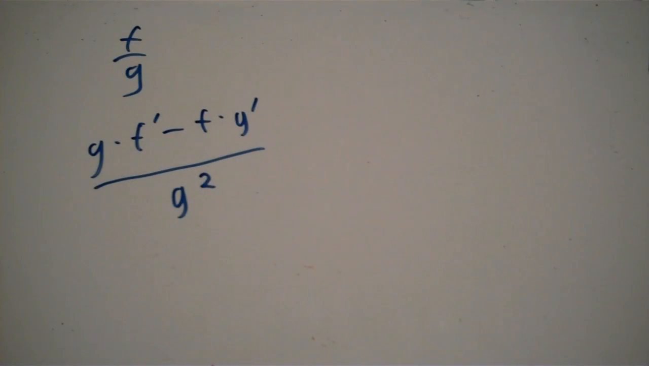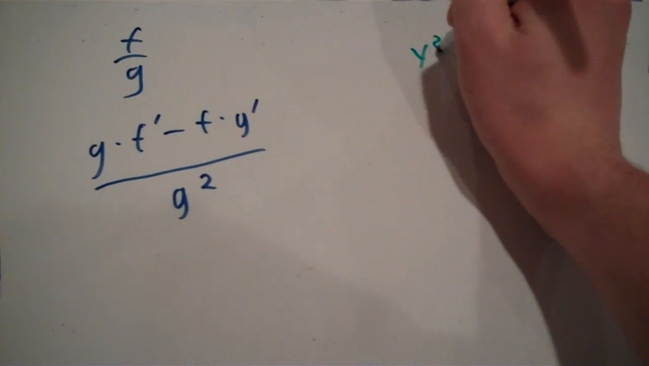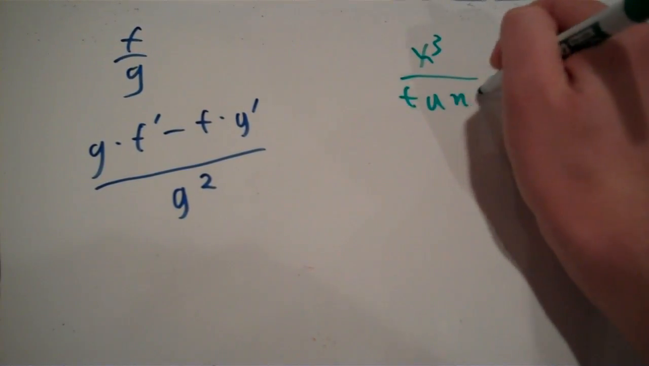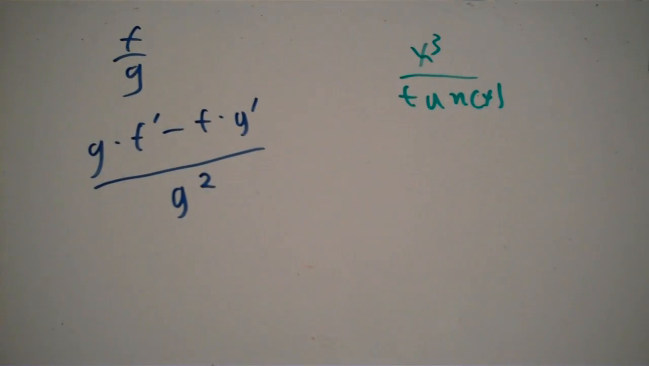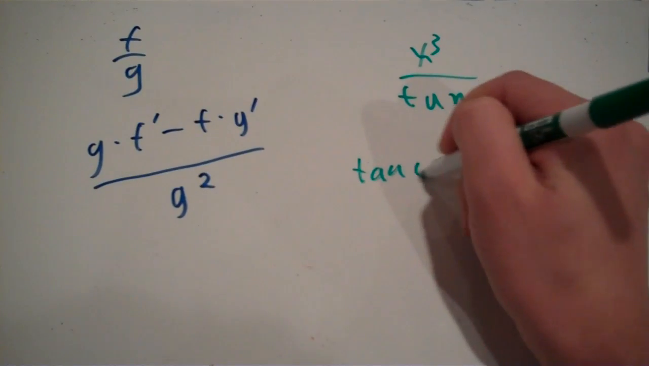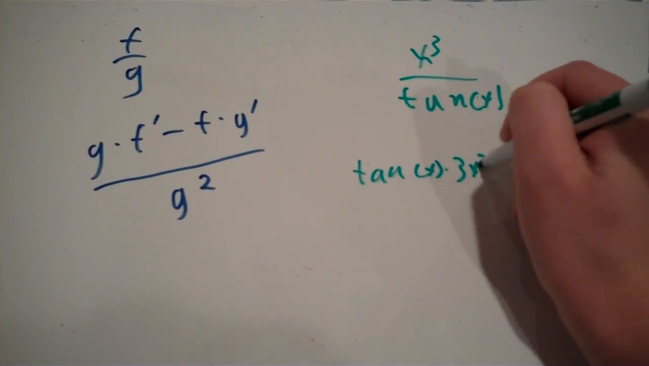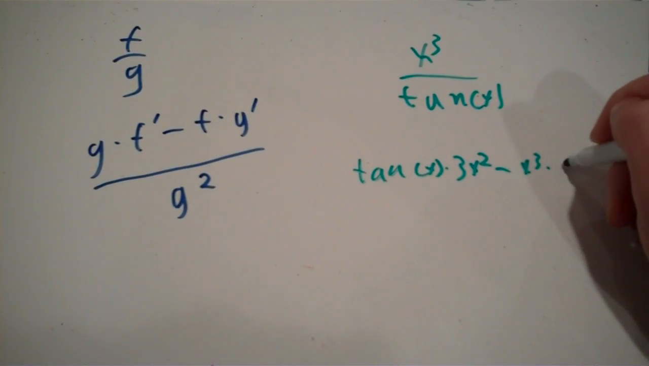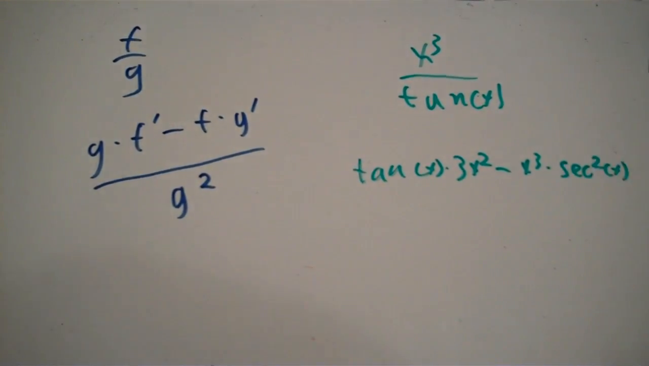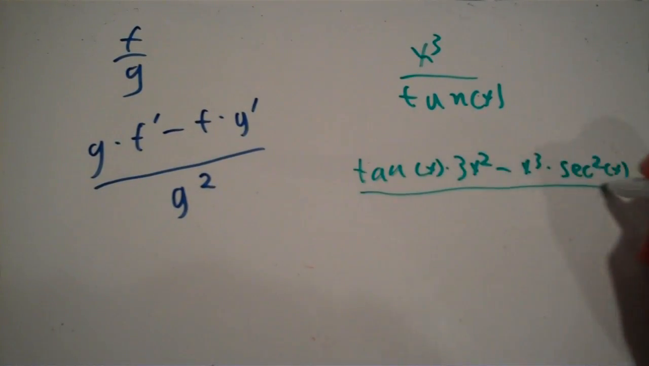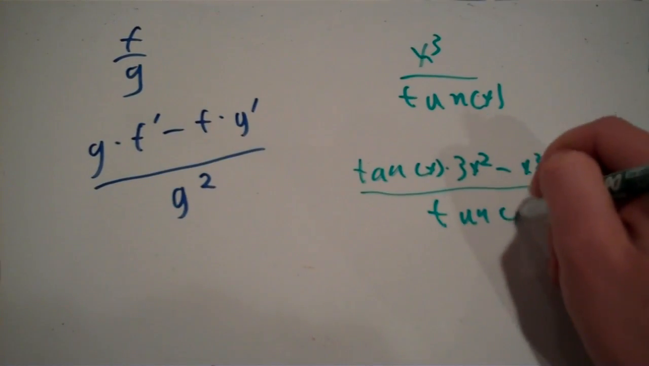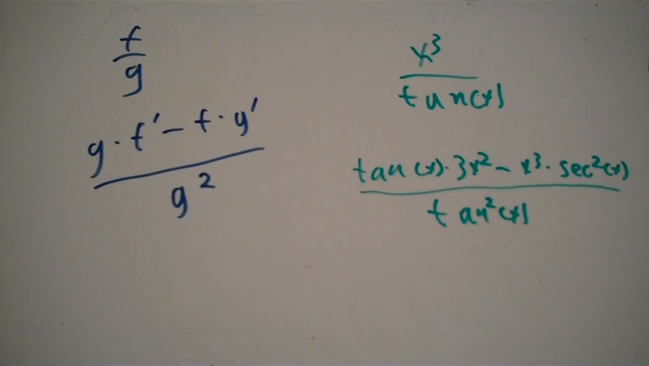Now, to give you an example of how this works, let's take x cubed over tangent of x. So, we'll take our lower function times the derivative of our upper function minus our upper function times the derivative of our lower function. And that is all divided by tangent of x squared. So, the derivative of x cubed over tangent of x is 3x squared times tangent of x minus x cubed times secant squared of x all over tangent squared of x.